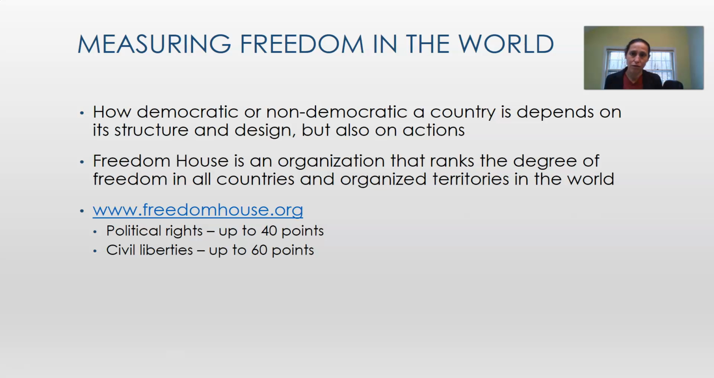Freedom House rates countries on a scale of 100 points. The more points, the more free. The fewer points, the less free. 40 points go on indicators. It's a list of 10 questions that measure political rights, and 60 points go on civil liberties.